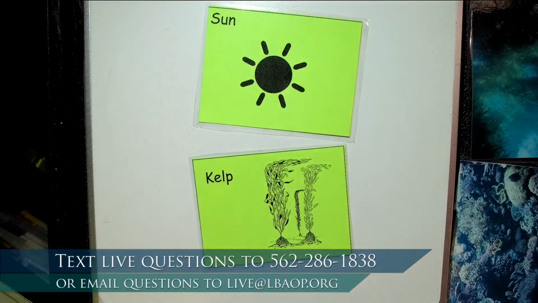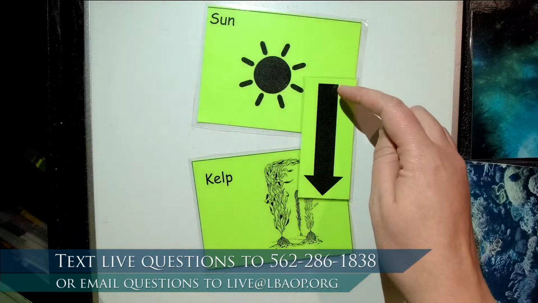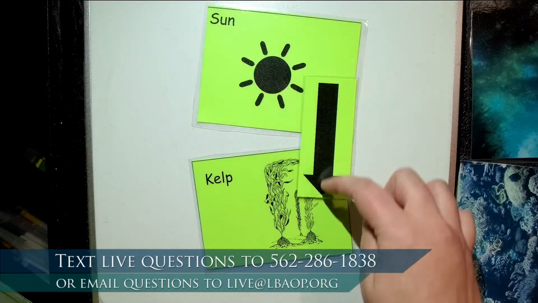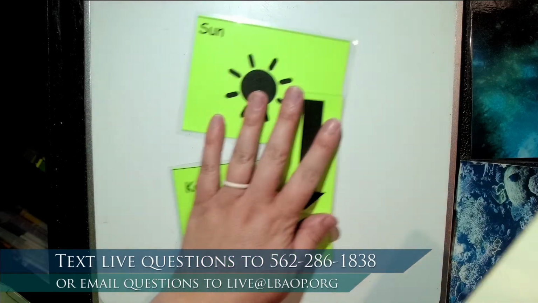Okay, so the sun is giving energy to the kelp. So then we have an arrow that points from the sun to the kelp because that is showing the transfer of energy. And if you want, you can follow along and draw your own food web if you're in class or if you're at home, even adding in some of your own animals. Maybe you saw other animals that I'm not quite talking about.